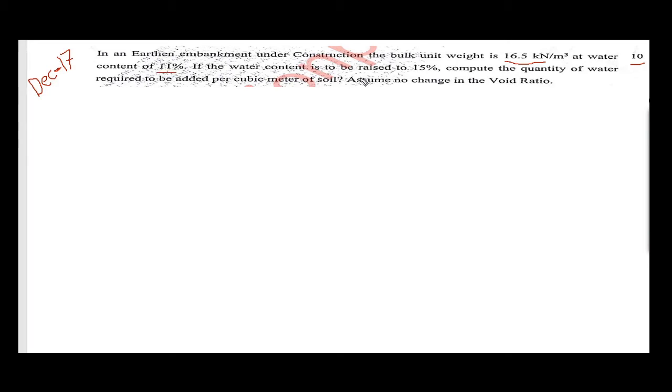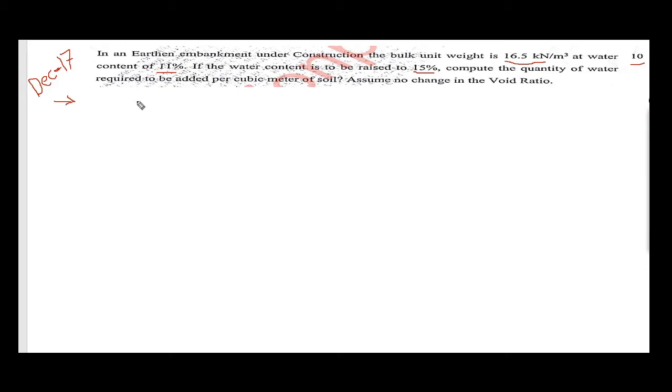Next, we have to find out the increase in water content when the water content is raised to 15%. We have to find out the quantity of water to be added per cubic meter of the soil when the water content is raised to 15%. Okay, let's start the numerical.